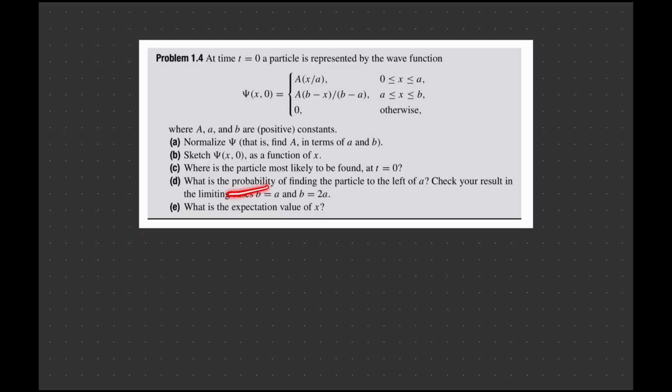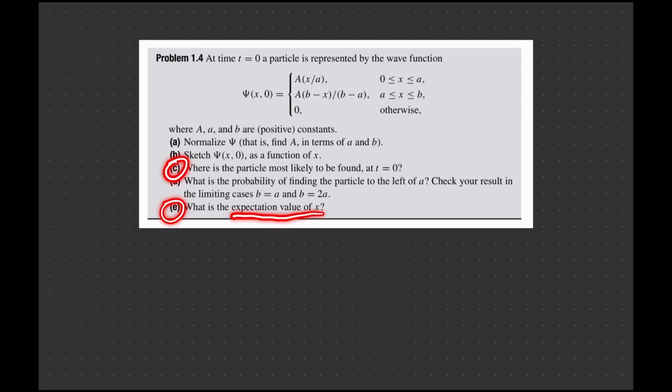What is the probability of finding the particle to the left of a? So to the left of a. Check your result in the limiting case. b is equal to a and b is equal to 2a. I don't know what this limiting case means. We're going to get to that. Don't stress about it. And here is why I think this problem is going to be confusing.